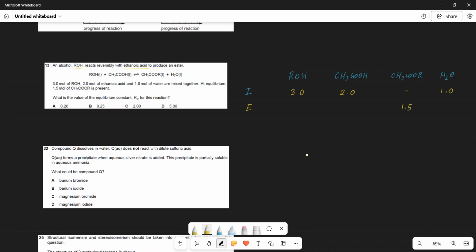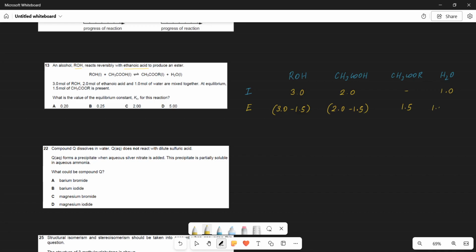As per the balanced equation, 1 mole of alcohol gives 1 mole of ester. So if 1.5 moles of ester is formed, it means 1.5 moles of alcohol has reacted. That's why I am subtracting that 1.5. The same way, 1 mole of ethanoic acid gives 1 mole of ester, so 1.5 moles of ethanoic acid reacted to give 1.5 moles of ester. And as well, for the formation of 1 mole of ester, I usually get 1 mole of water.